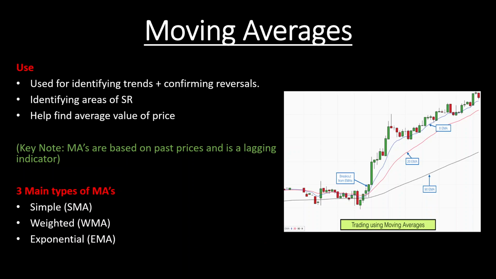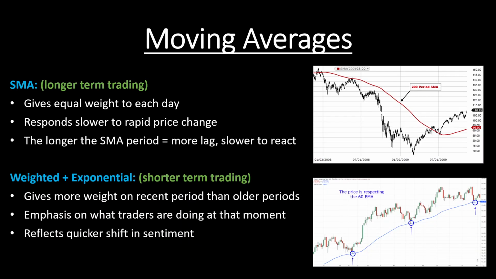So, the three main types of moving averages, we have simple, so the SMA, weighted, WMA, and exponential, EMA. Probably the two most common are SMA and EMA. I don't think many people use the weighted one, but we'll go over it anyway. So, taking a look at SMA.